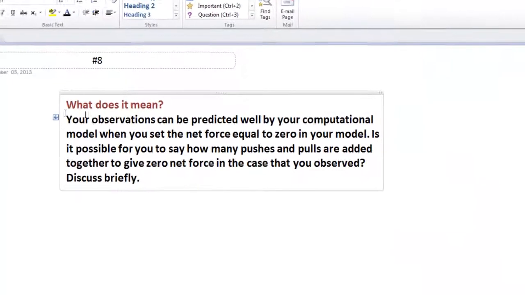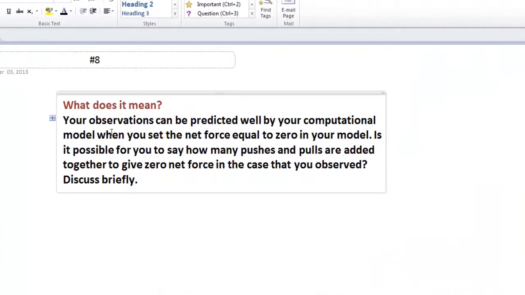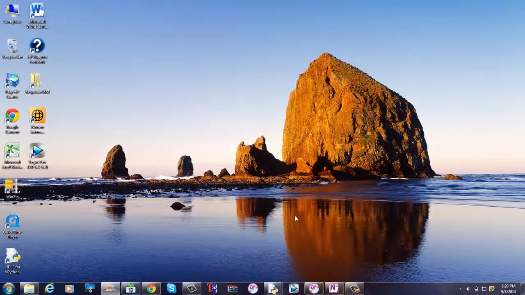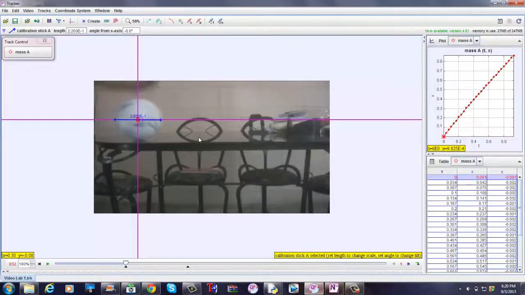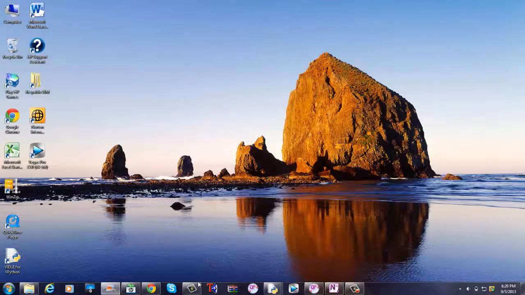And the second question is: what does it mean that your observations can be predicted well by your computational model when you set the net force equal to 0 in your model? Is it possible for you to say how many pushes and pulls are added together to give 0 net force in the case that you observe? Discuss briefly. This is like an obvious question because the net force is 0. So any push or any pull would make the net force 0 because the net force is already 0. So this is my laboratory.